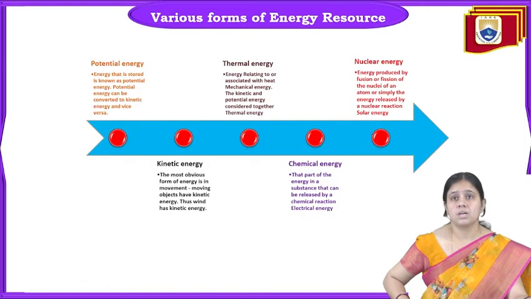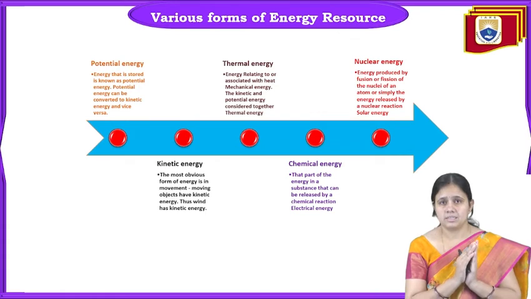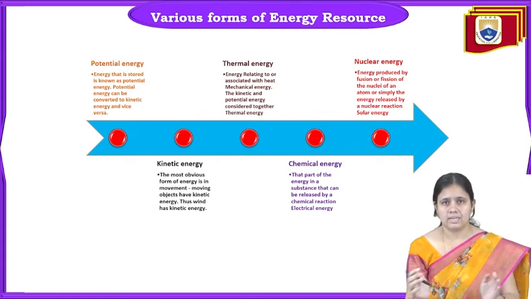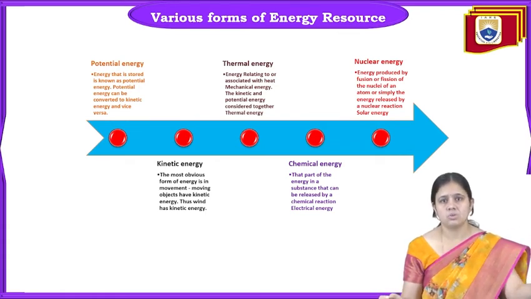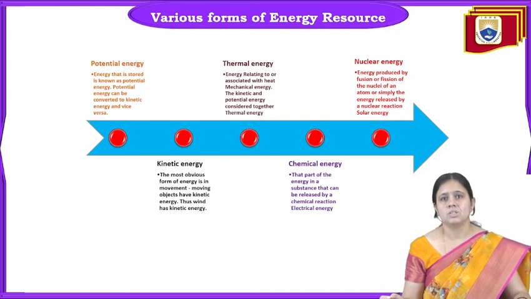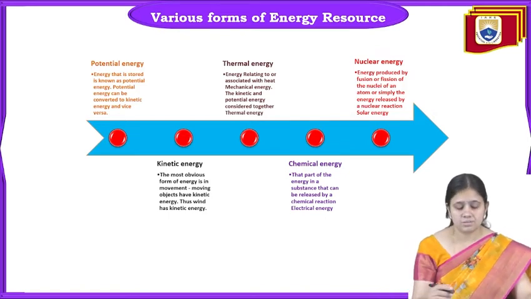Now we come to the various forms of energy. What is energy? Energy is nothing but the capacity to do work. There are five types of energy: the first is potential energy, then thermal energy, nuclear energy, kinetic energy and chemical energy.